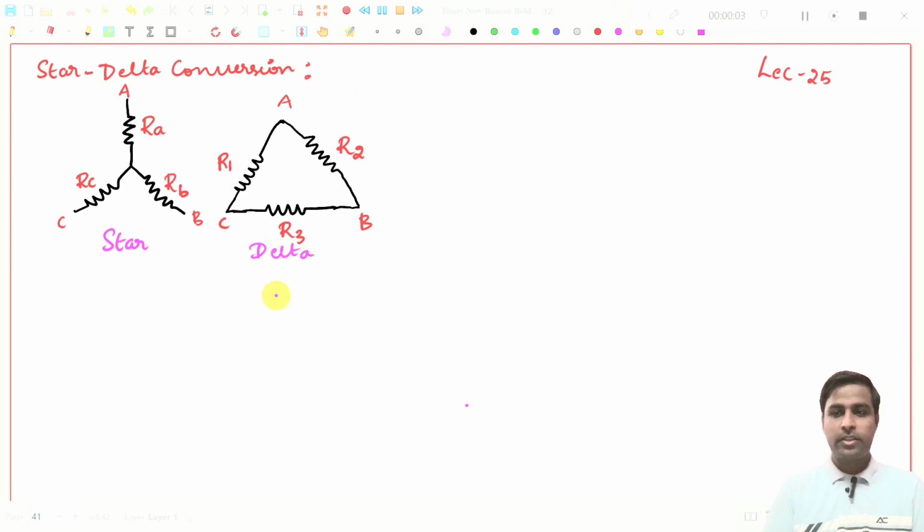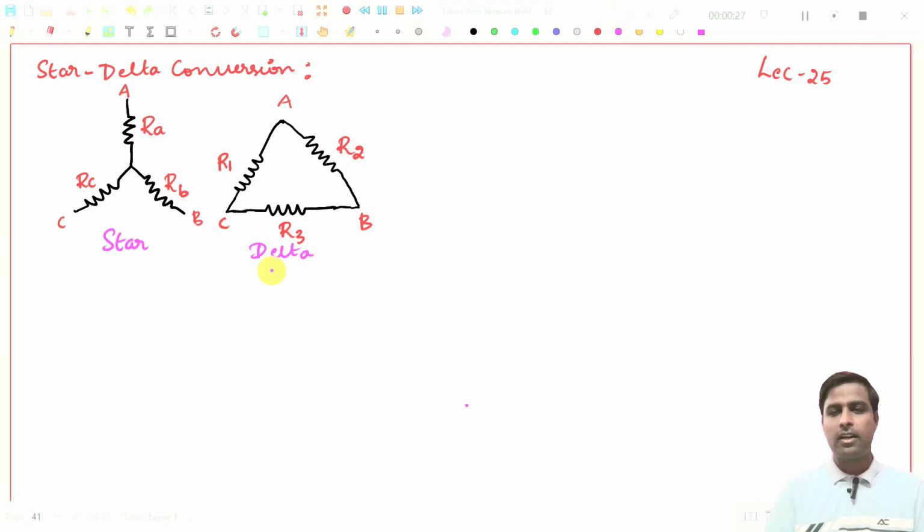Welcome to Sundar's lecture. This is lecture number 25. In this lecture, we are going to see star delta conversion. This topic comes under resistors connected in parallel and series. We have missed this topic, right? So conversion of star to delta and delta to star is very important.